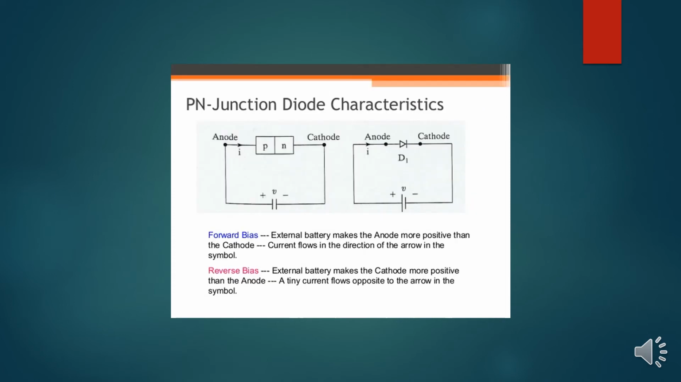PN junction diode characteristics. When we connect the forward biased and reverse biased junction diode, we have the characteristic between the voltage and current for both biasings, that is the forward bias and reverse bias. In this diagram, the P and N junction, that is the anode and cathode, is connected with the applied voltage, with P connected to positive and N connected to negative. This is the symbol of a diode, the anode and cathode. And this is the forward biasing.